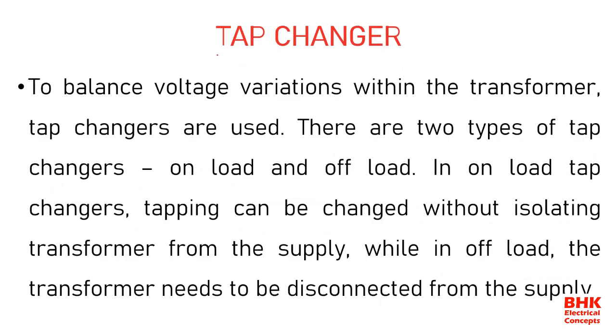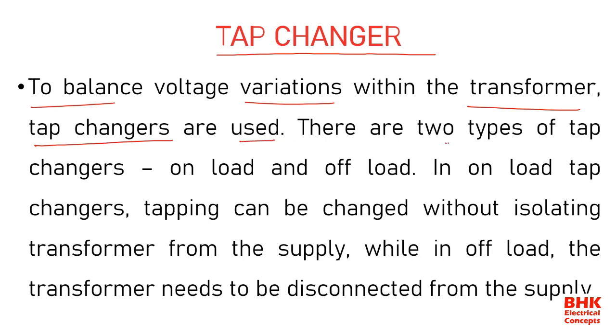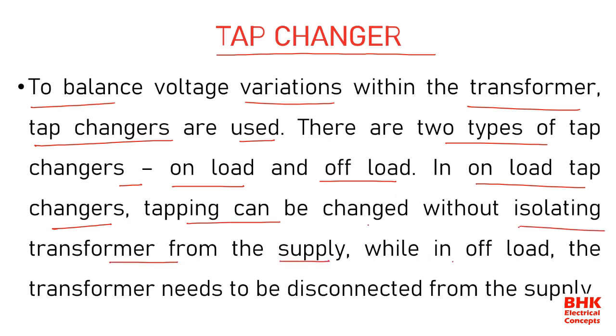Now coming to the tap changer. To balance the voltage variations within the transformer, tap changers are used. There are two types of tap changers. Those are on-load and off-load. In on-load tap changers, tapping can be changed without isolating the transformer from the supply, while in off-load, the transformer needs to be disconnected from the supply. So that is the reason why we are using the tap changer in the transformer.